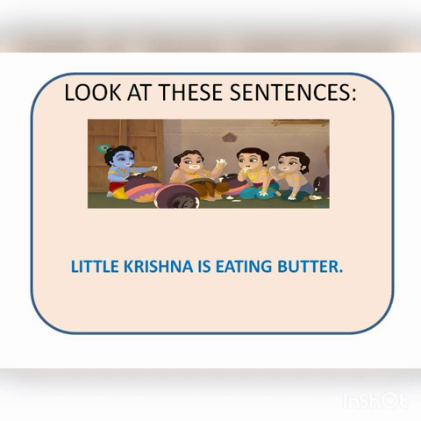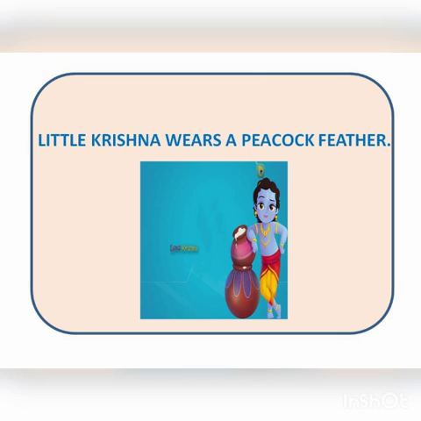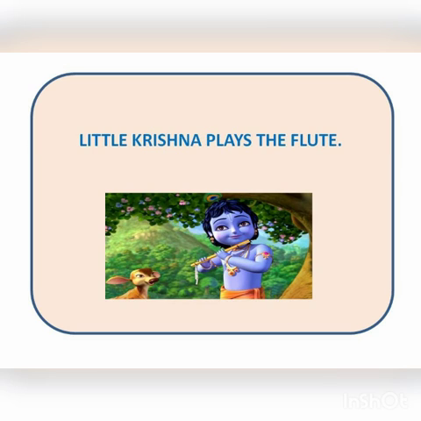Look at these sentences. Little Krishna is eating butter. Little Krishna wears a peacock feather. Little Krishna plays the flute.